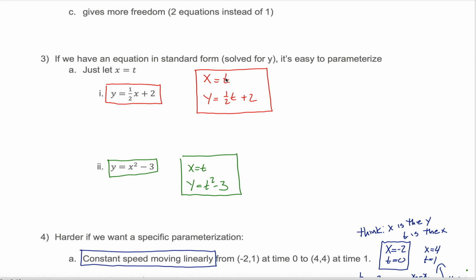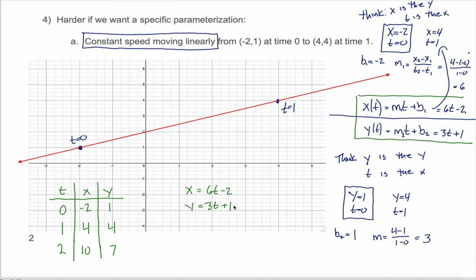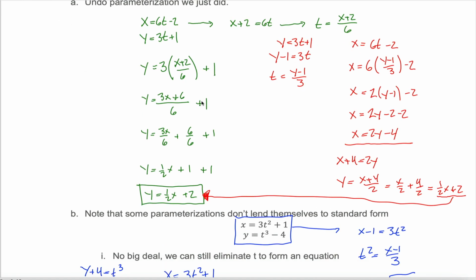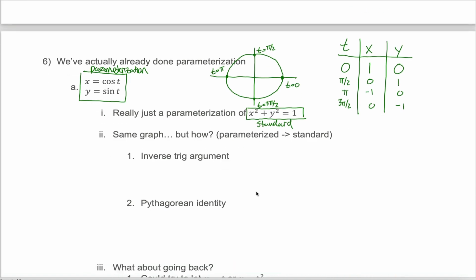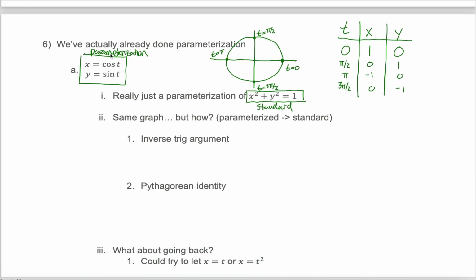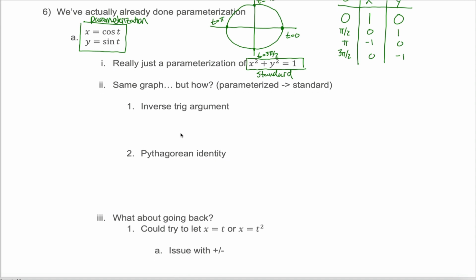We can just pick one of the variables to be equal to t, and then plug that in to create our other equation in the parameterization. And if you want to go from parameterized to standard, you just solve one of the equations for that parameter t, and then plug that into your other equation to change the two equations into one. We can do that same thing down here. We can go from this parameterized form to this standard form, or from this standard form to this parameterized form.